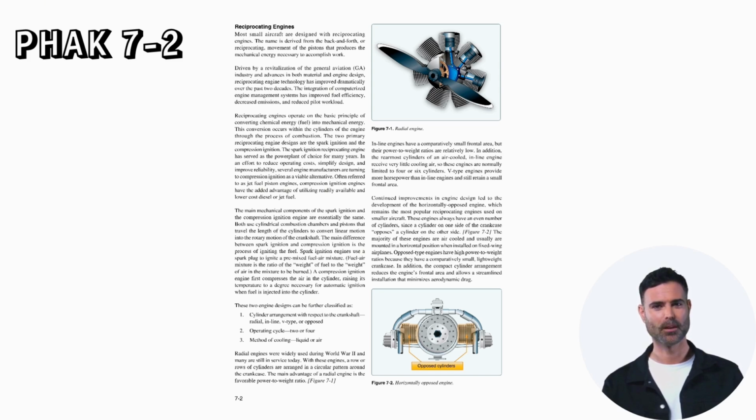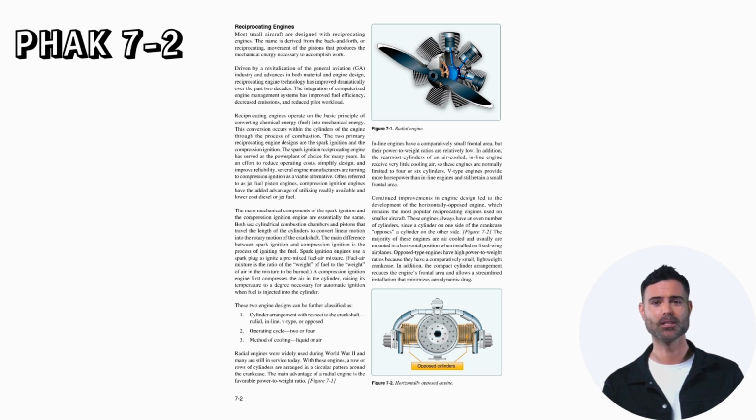V-type engines provide more horsepower than inline engines and still retain a small frontal area. Continued improvements in engine design led to the development of the horizontally opposed engine, which remains the most popular reciprocating engines used on smaller aircraft. These engines always have an even number of cylinders, since a cylinder on one side of the crankcase opposes a cylinder on the other side.